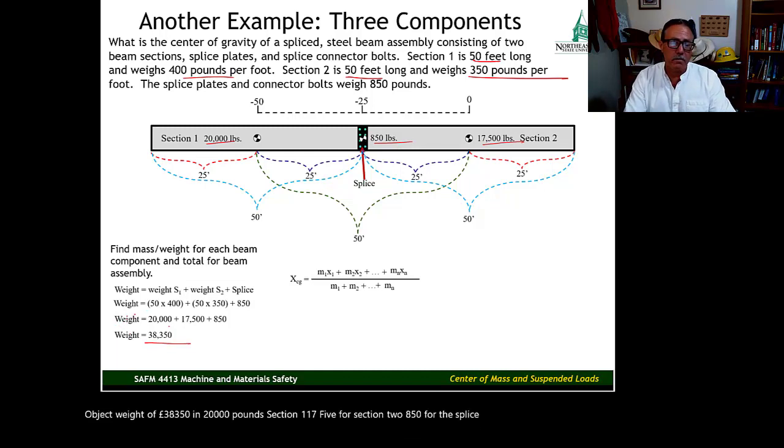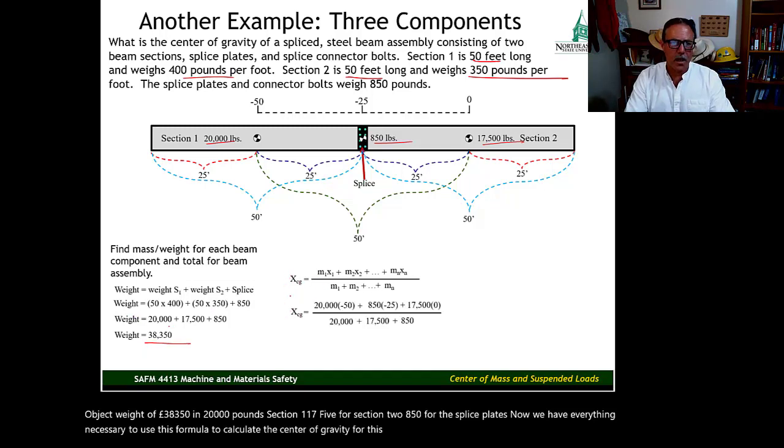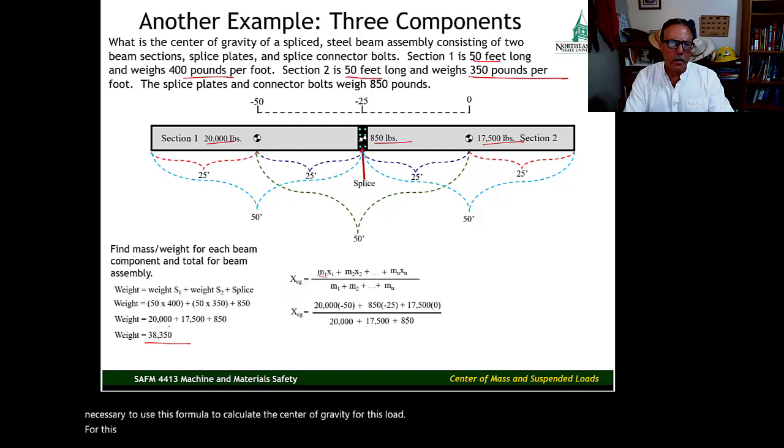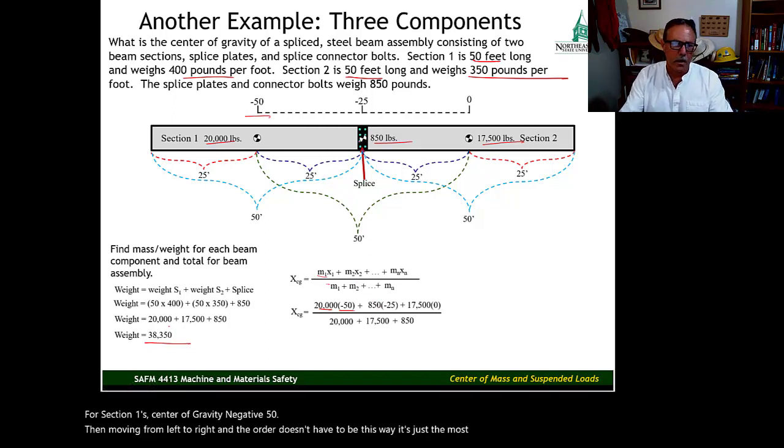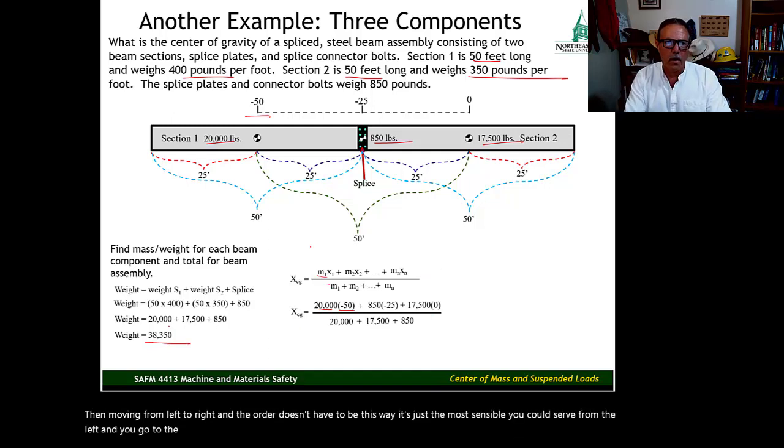Now we have everything necessary to use this formula to calculate the center of gravity for this object. Okay, M sub 1 is 20,000. That's the mass for Section 1. X sub 1 is the location for Section 1's center of gravity, negative 50. Then moving from left to right, and the order doesn't have to be this way, it's just the most sensible. You start from the left and you go to the right in order.